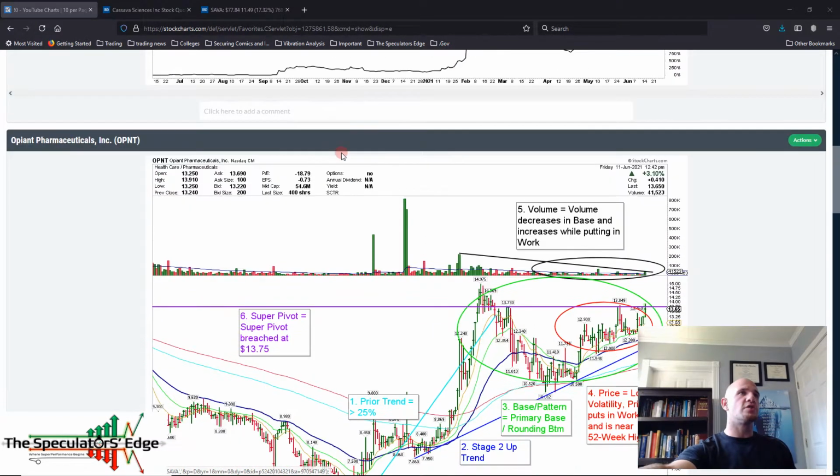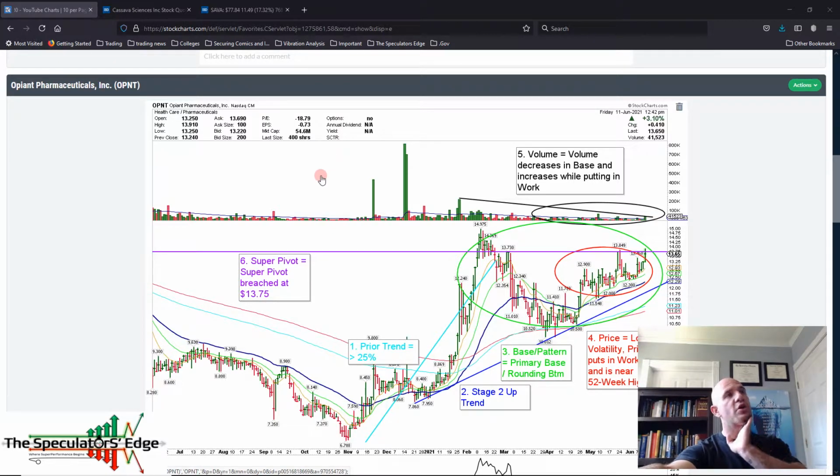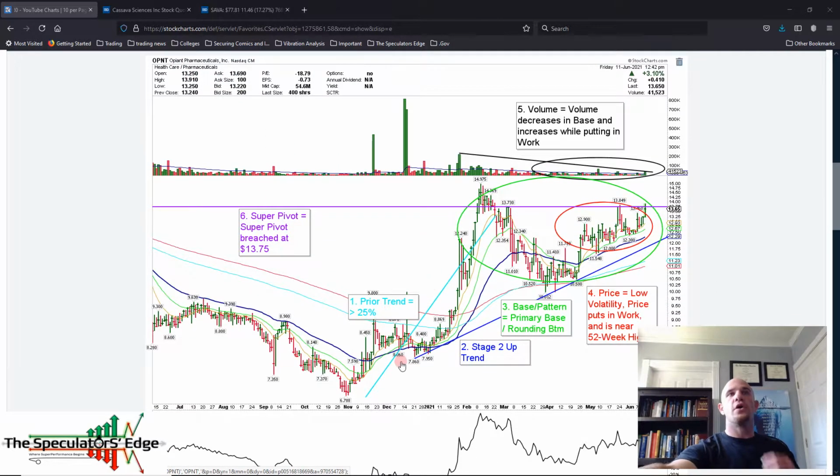So let's move on to Opnt, which is Opnt Pharmaceuticals. This one is in the healthcare sector and the pharmaceutical industry as well. Okay, so we look for the prior trend, which is greater than 25% from low to high.